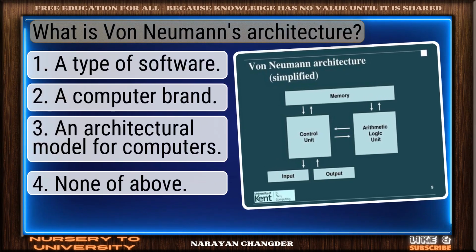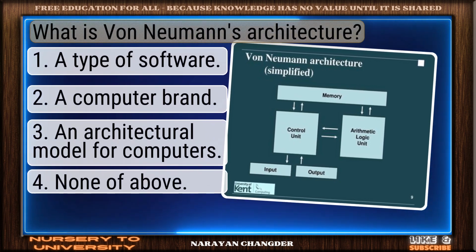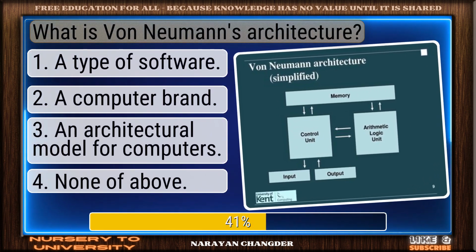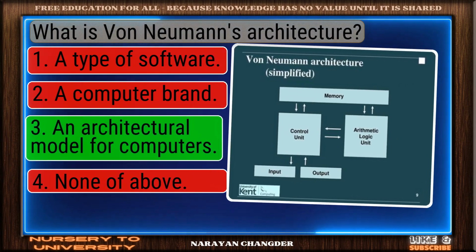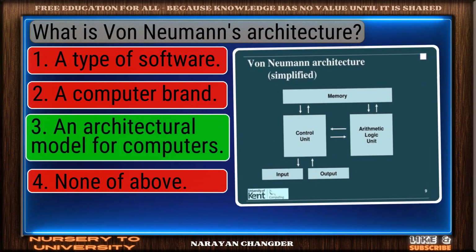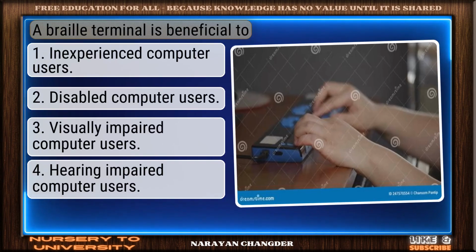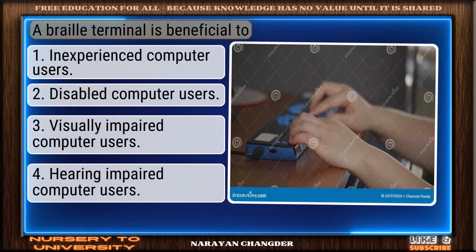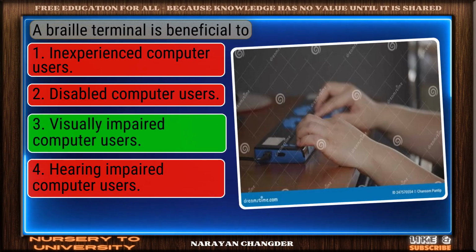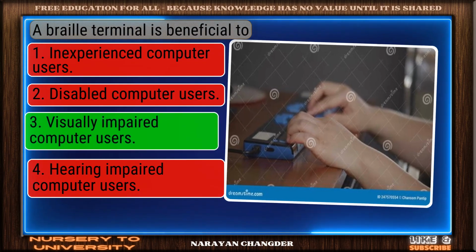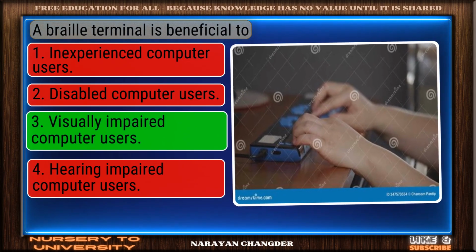Question number 31. What is von Neumann's architecture? Great job. An architectural model for computers is the accurate answer. Question number 32. A Braille terminal is beneficial to. Smart move. Visually impaired computer users is an accurate answer.